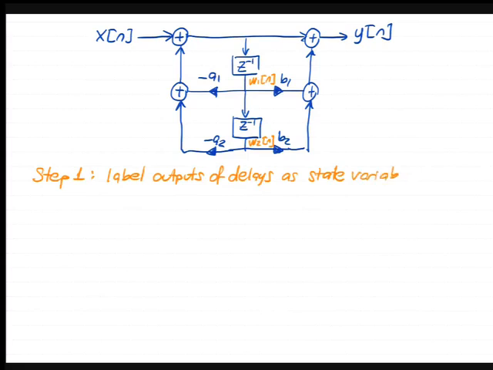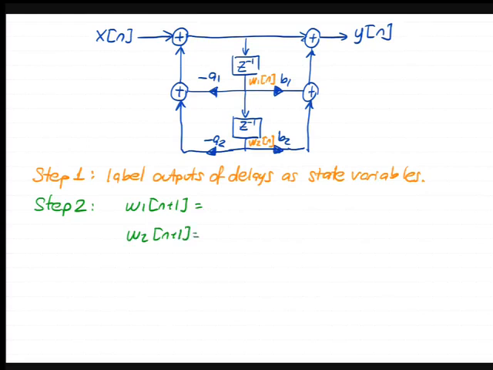Okay, that's the simplest step. All right, outputs of delays become state variables, and then things become easy. Step 2, now we want to write the state equations. Remember, state equation is something like W1 of n plus 1 equals such and such, right? And W2 of n plus 1 equals such and such in terms of the states, right?